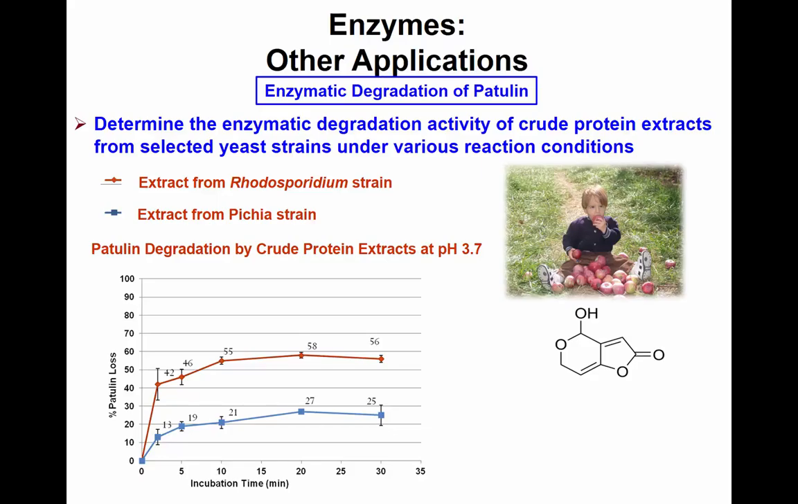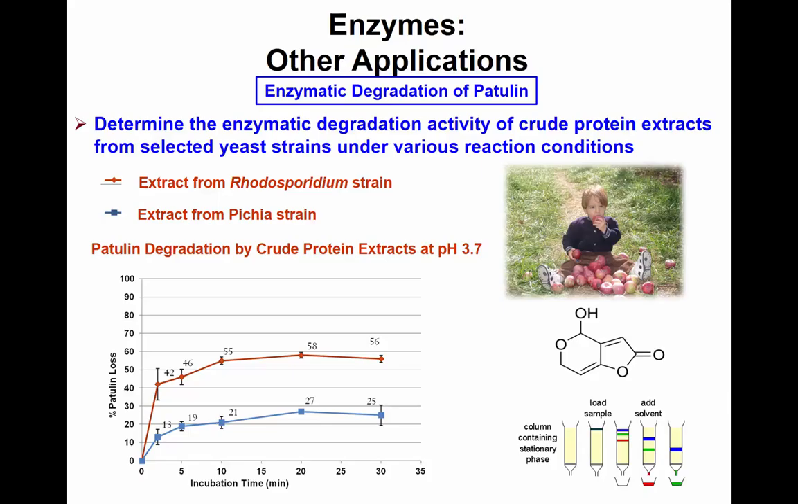So the hypothesis was that we get specific strains that are usually present during fermentation, extract protein from these strains, and determine enzyme activity. And we did that. We got two different types of strains and extracted the protein, and we measured the activity of the protein in the presence of patulin. So we have patulin, we added the protein extract, we incubated, and then we measured patulin again using HPLC.